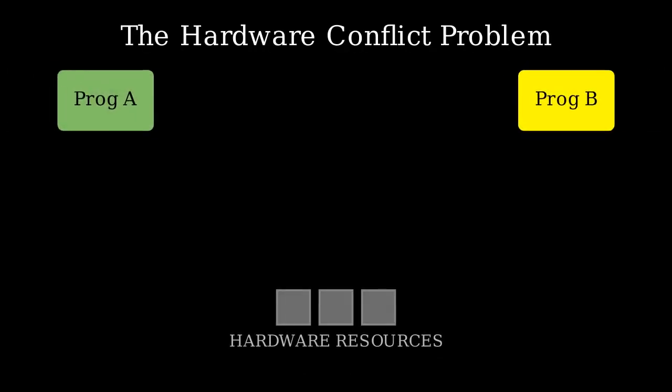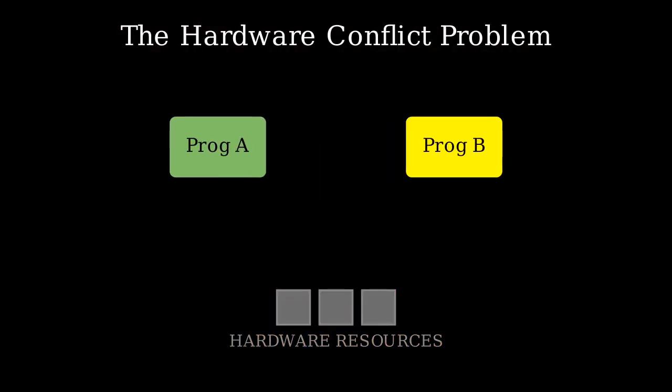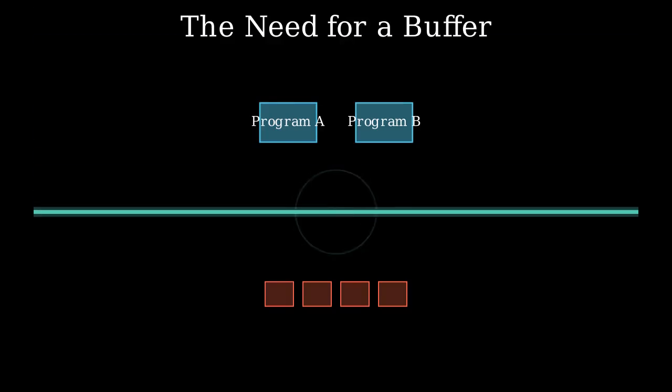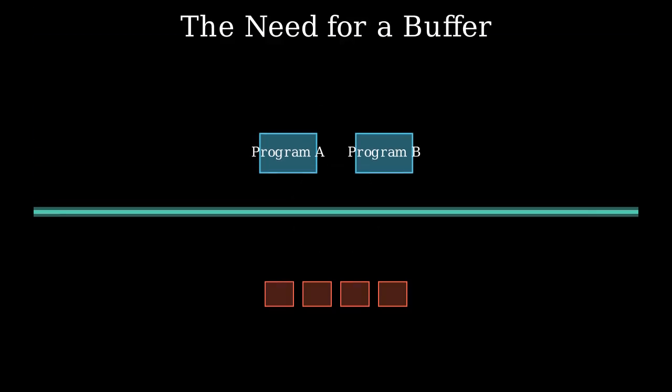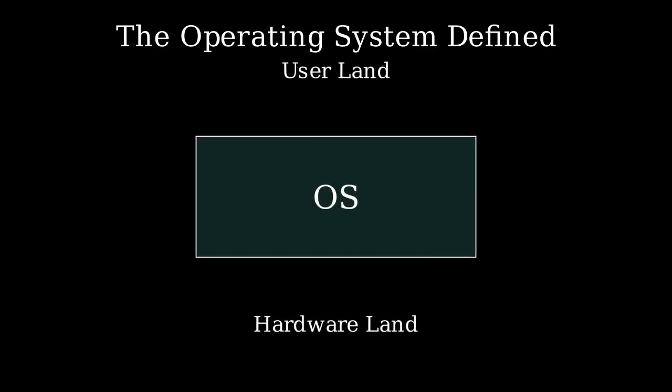And here is the real problem. If two programs try to use the hardware at once, they crash into each other. We need a buffer, something to hide the messy hardware details and referee the chaos. This is the operating system, essentially the government of your computer.